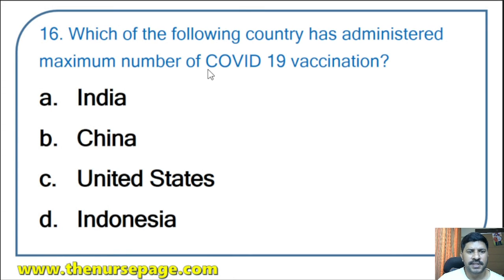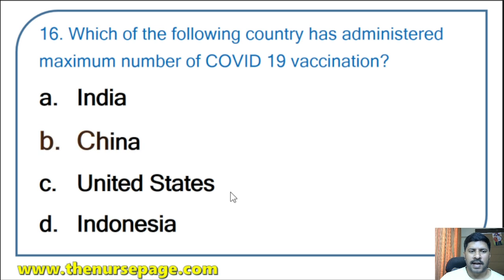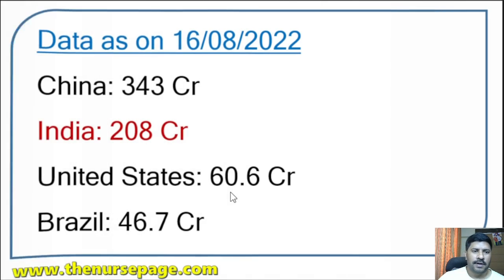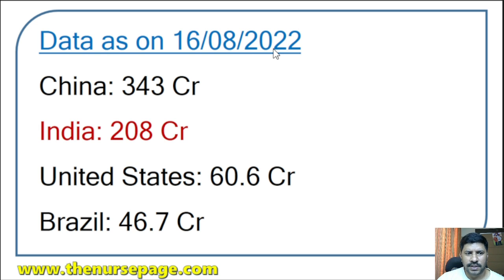Which of the following countries has administered the maximum number of COVID-19 vaccinations till date? India, China, United States, Indonesia. Correct answer is China. Data as on 16th August 2022, China has administered 343 crore COVID-19 vaccines. India is second, with 208 crore COVID vaccines administered. United States is third, with 60.6 crore vaccinations administered. Fourth is Brazil, which administered 46.7 crore vaccinations.